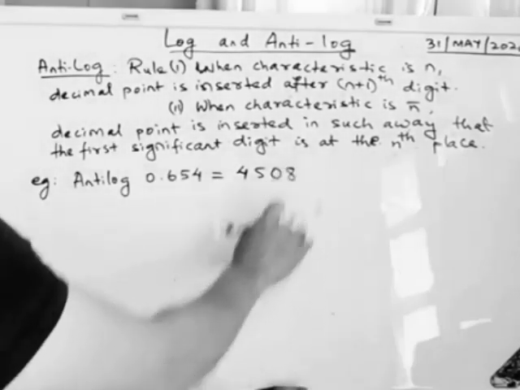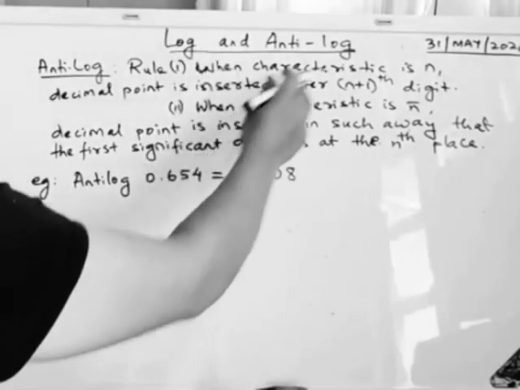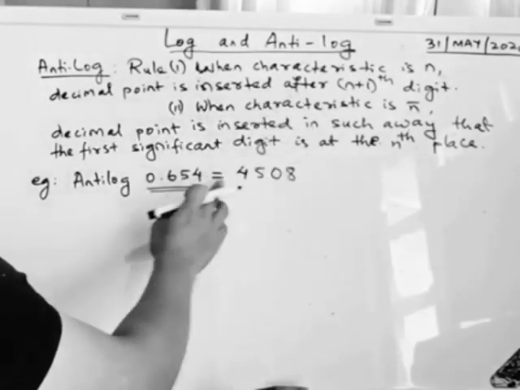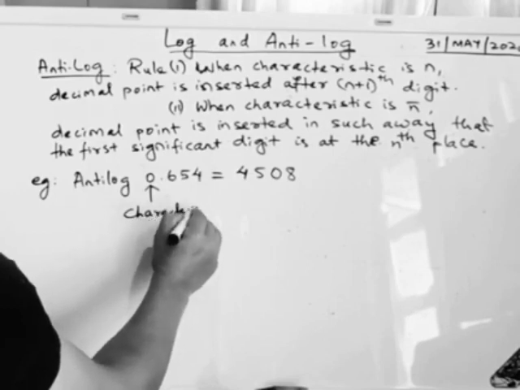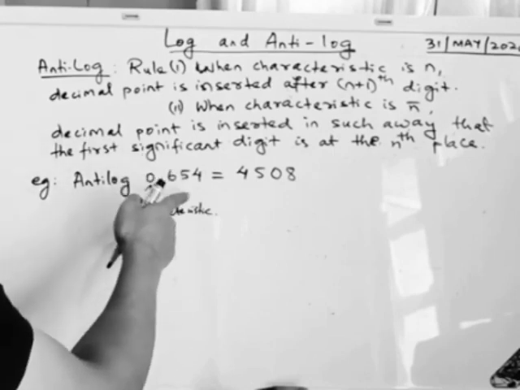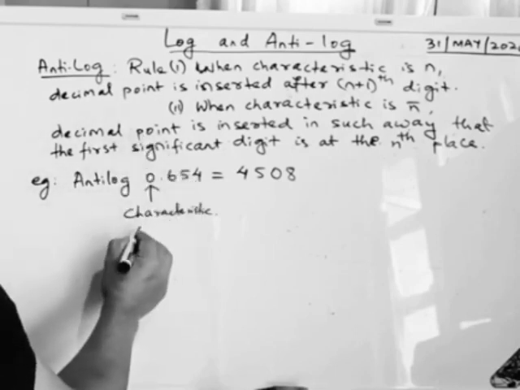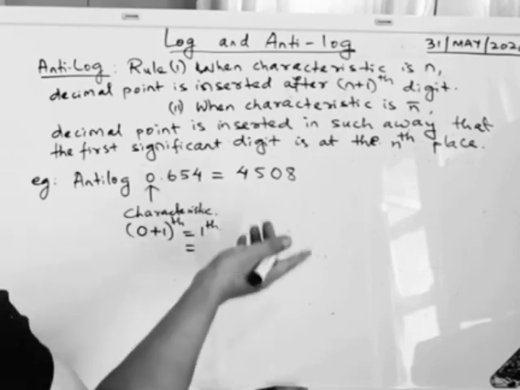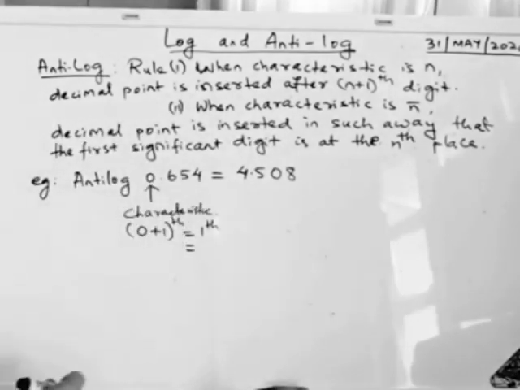4508. So where do we have to put the decimal point? It is written in rule number 1. When the characteristic is n, the decimal point is inserted after n plus 1 digits. Here the characteristic is 0, so the decimal point must be inserted after the 0 plus 1 digit, which means after the first digit. The first digit is 4, so the decimal point should be inserted here. That means 4.508.